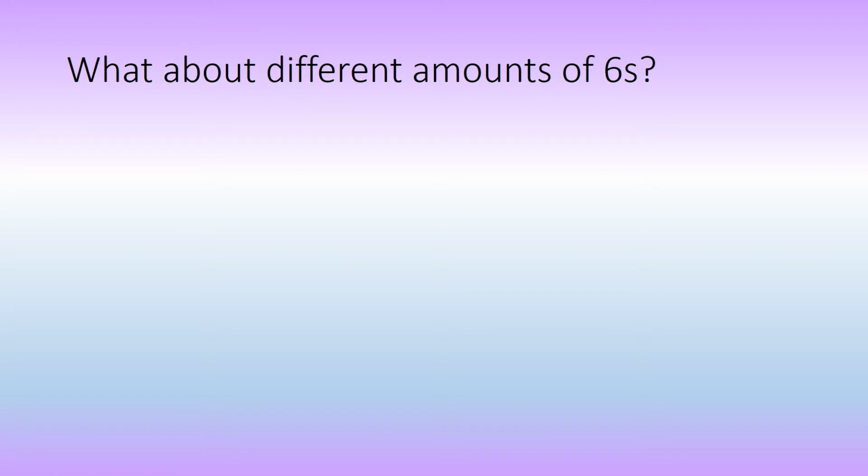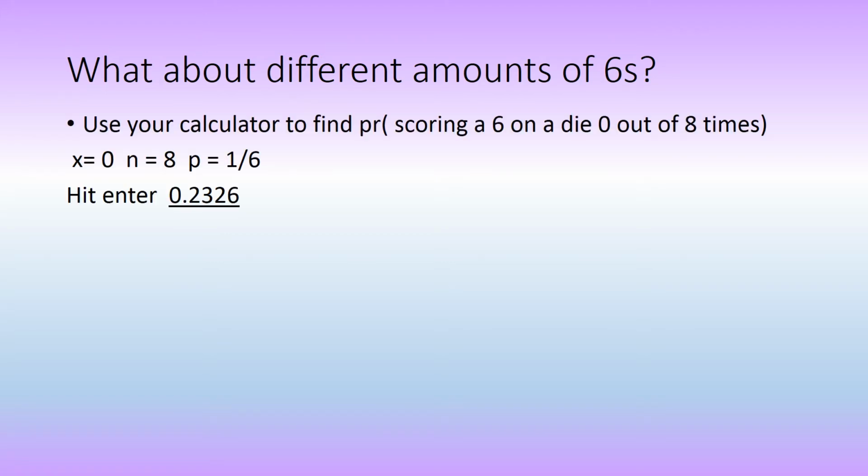Okay, so let's have a look at different amounts of 6s. So let's use the calculator to find the probability of scoring a 6 on a die 0 out of the 8 times. So in this situation, of course, x is 0, n is 8, and p is 1/6. To put those in again, you should just be able to press the equals or enter button. It will take you back to this option. You can go and change the numbers. If you hit enter this time, you get 0.2326, meaning that 23% of the time when you roll a die 8 times, you will get 0 6s.